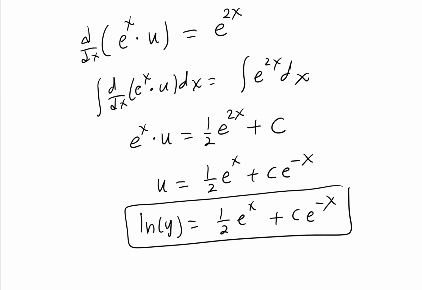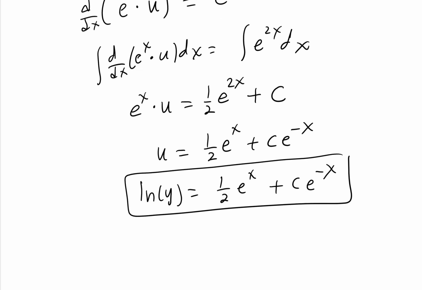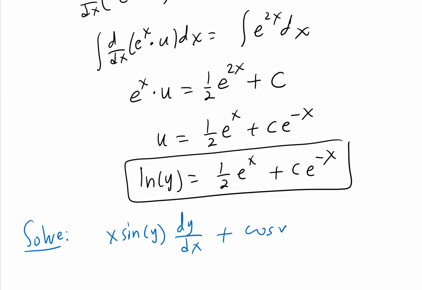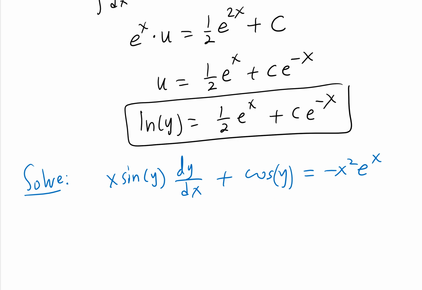Any questions about this? We'll go over one more example, but I want you to try it first on your own. The right side is negative x squared e to the x. So solve this differential equation.